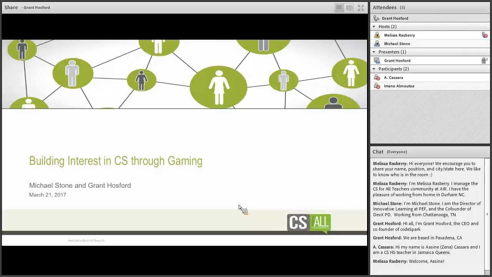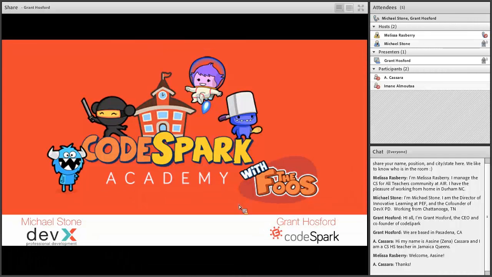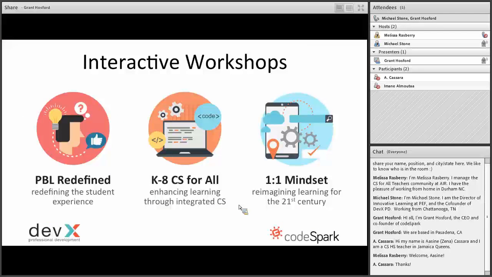And we are really excited at Devex about what they're doing at CodeSpark and specifically what they're doing with the FOOs over there. So I'm not going to talk too much about CodeSpark and the FOOs. I don't want to steal Grant's thunder. But Grant, if we could go on to the next slide here, and we'll actually skip on to the next one as well. So I'm going to moderate the first part of this and talk to you a little bit about what we're doing at Devex.